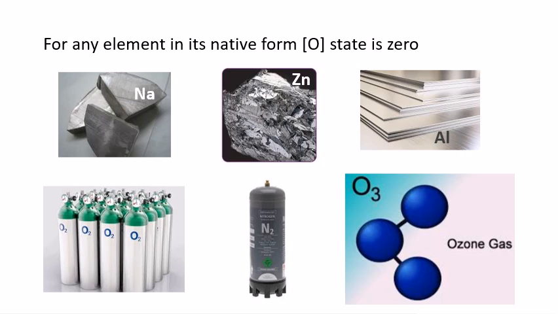If you consider any element in its native form, for example metals, in their native form their oxidation state is 0. Sodium when it is in metal form, metallic zinc, aluminium sheets where you will have aluminium atoms. In all these cases the oxidation state of the element is 0. Even if you consider oxygen, in the atmosphere it exists as O2, and we have nitrogen gas, and ozone, O3. In all these cases the oxidation state of these elements is 0.